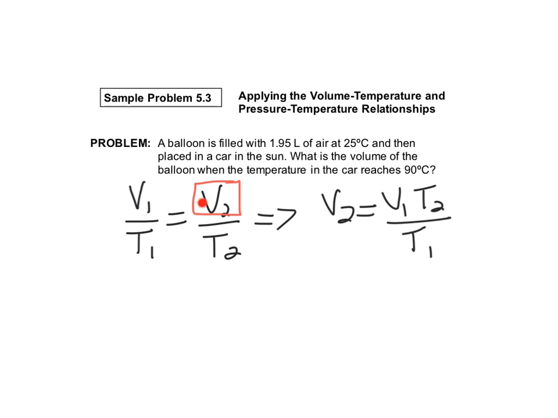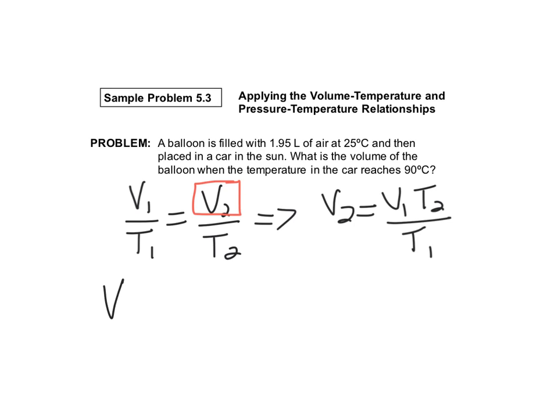I had to get V2 by itself, and how do I do that? Well, I multiply both sides by T2, and that gets rid of it in the bottom. So that's what I did to get to this step here. I just did some algebra. Now I'm going to have to convert those temperatures, and remember, to convert from degrees C to Kelvin, we just have to add 273.15, and that converts from degrees C to Kelvin.